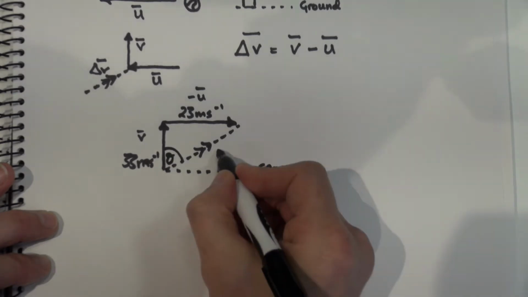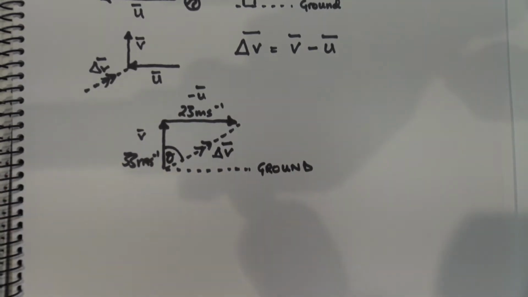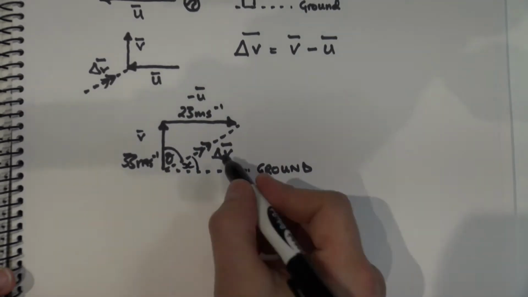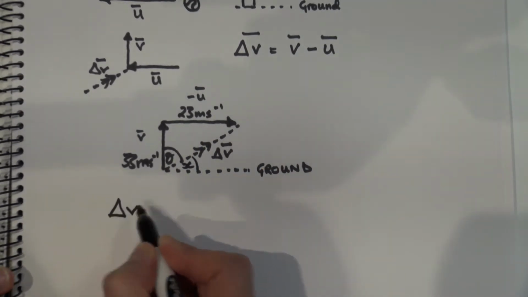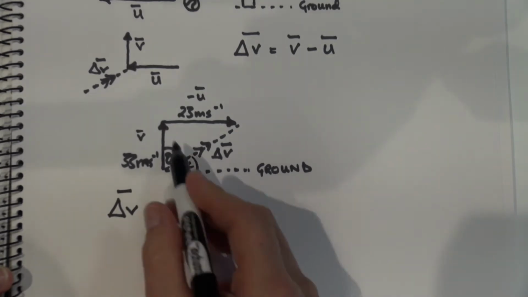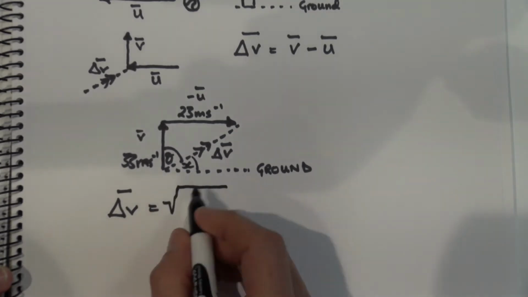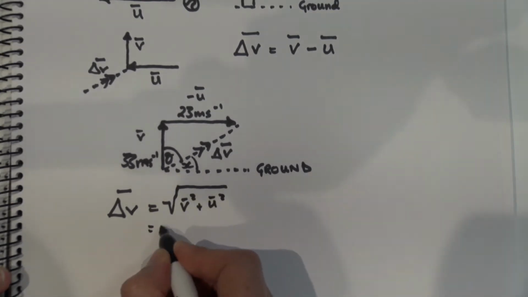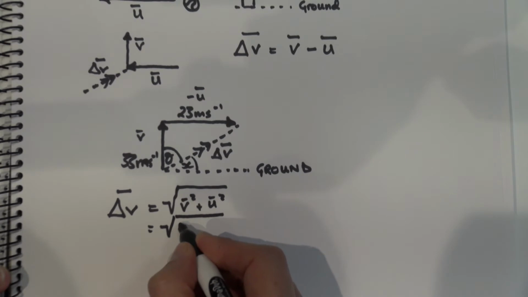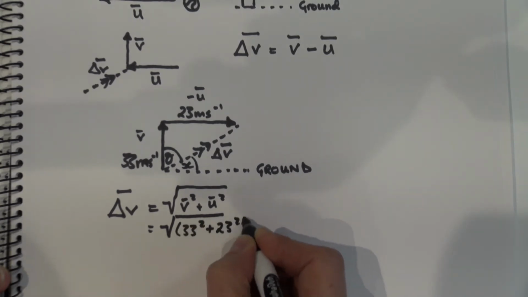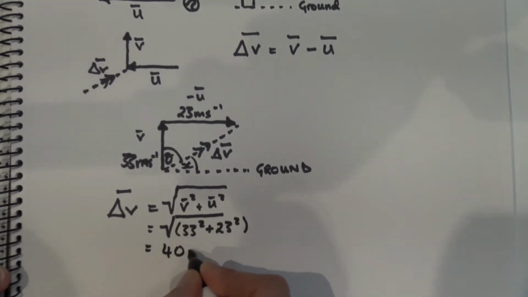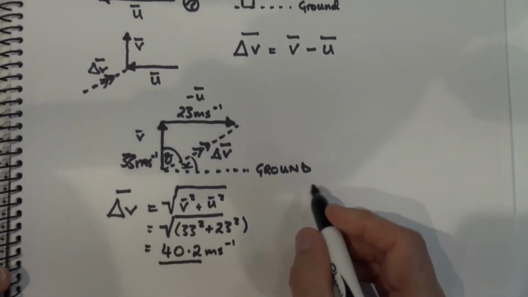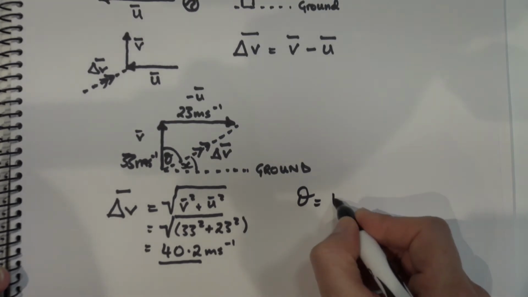the ground. Now the angle that we know we will call theta, but we're also going to find this angle here, which is going to be x. That'll be the horizontal angle to the ground. So we know that delta v equals the square root of v squared plus u squared. So in this case, we get 33 squared plus 23 squared. Now the minus doesn't matter because we're squaring it, so we end up with 40.2 meters per second. So that's our resultant. So let's find the angle.